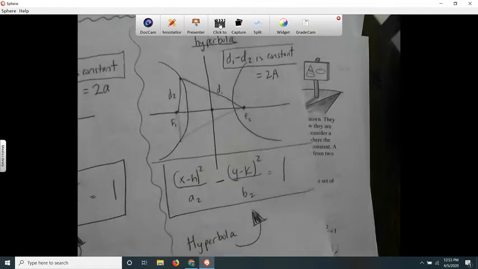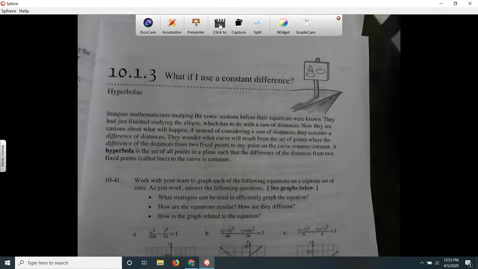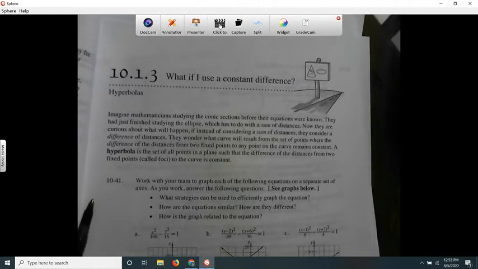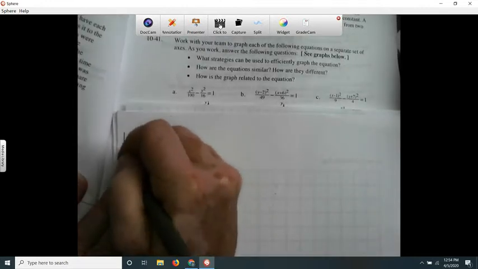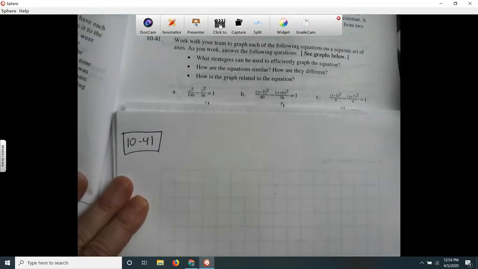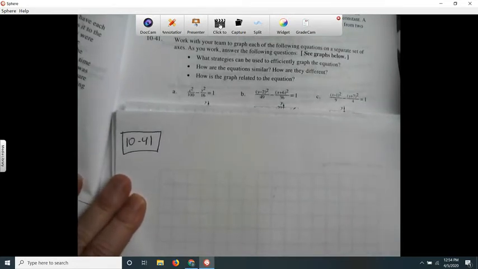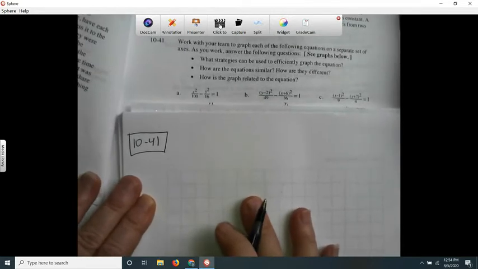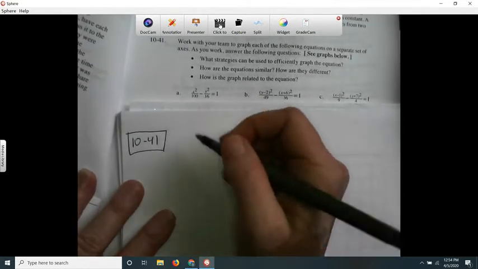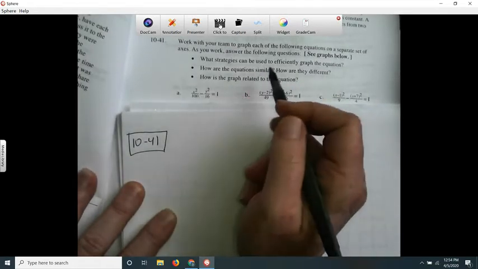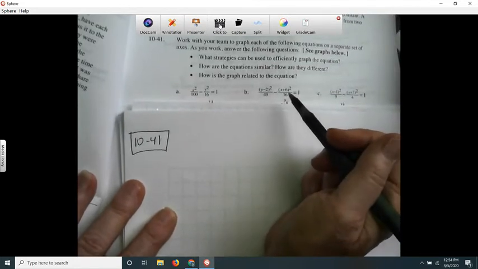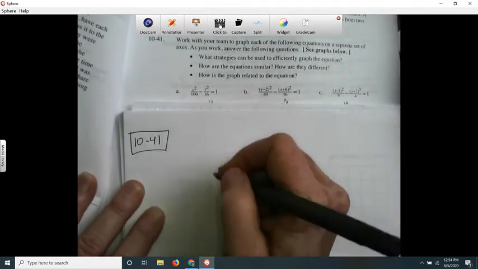And then your book likes to start out with having you just look at some graphs of hyperbolas. So it wanted you to graph these 3 hyperbolas. And it wanted you to do it without really knowing how they work yet, just so you could explore them. And it was saying you could use some strategies, like you could find maybe some intercepts and things like that. I'm going to go ahead and spill the beans and just show you how to graph them.